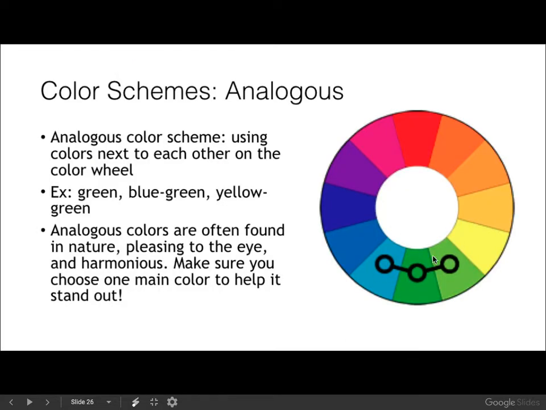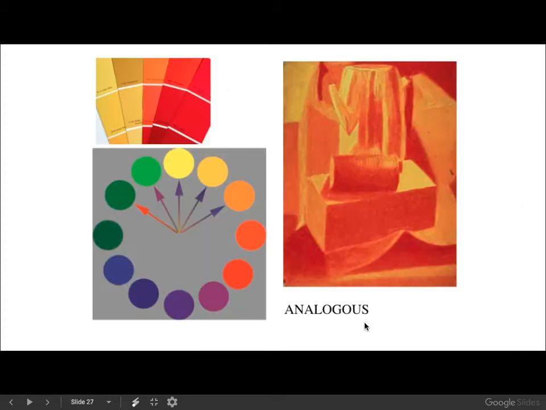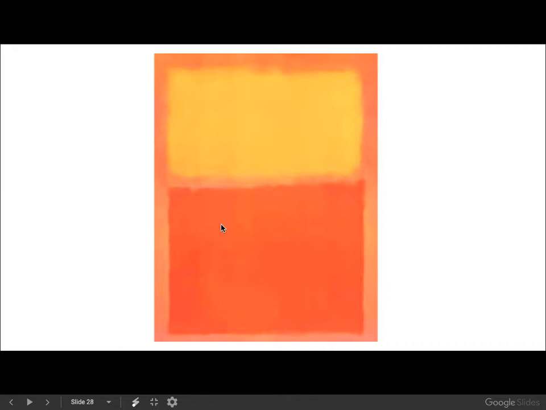Analogous, fancy word. They're right next to each other. Any three that are next to each other. So if this was your middle, the analogous color scheme would be this. If this was your middle, the analogous color scheme would be this. They work really well together. Typically, it's pleasing to the eye to see this color combination. It's not jarring or obnoxious. So, analogous.